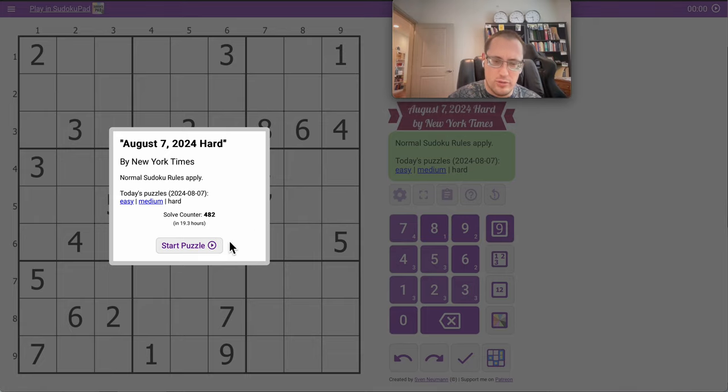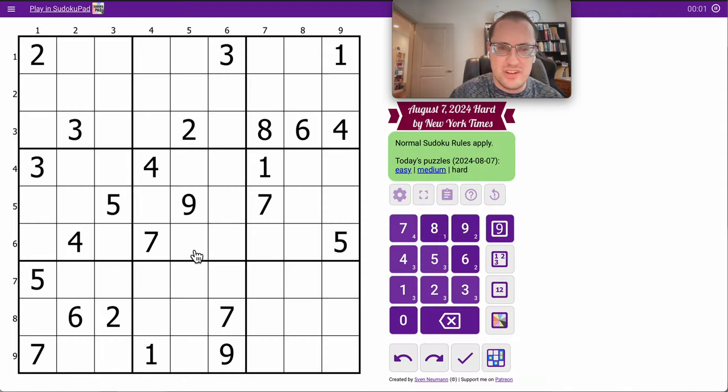Everyone, welcome to New York Times Hard Sudoku for Wednesday, August the 7th. Hopefully this one will be a little more straightforward. Maybe not, because I can put two and three in row two in the same region, but in three spots. I can place a four in region six, though, and can follow on from that.